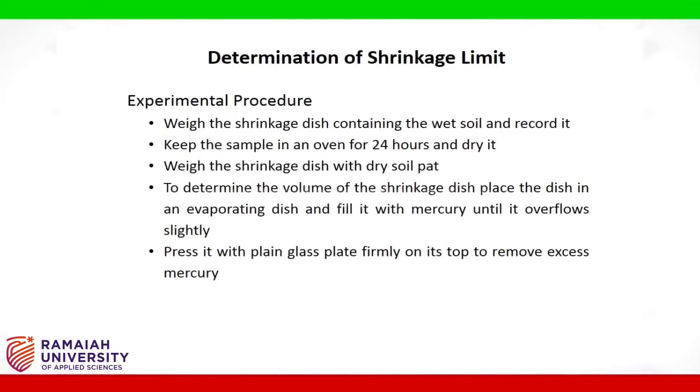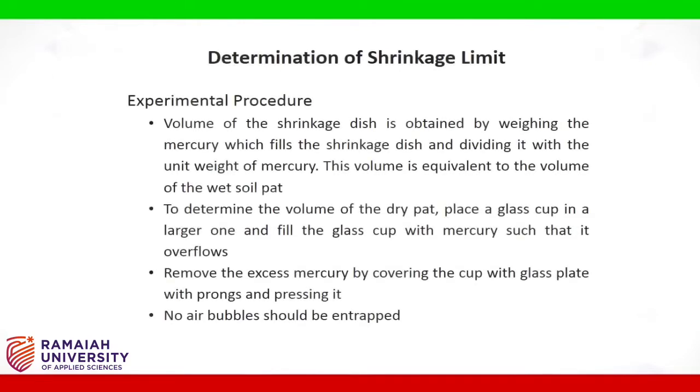Weigh the shrinkage dish with dry soil pat. To determine the volume of the shrinkage dish, place the dish in an evaporating dish and fill it with mercury until it overflows slightly. Press it with plain glass plate firmly on its top to remove excess mercury. Volume of the shrinkage dish is obtained by weighing the mercury, which fills the shrinkage dish, and dividing it with the unit weight of mercury.